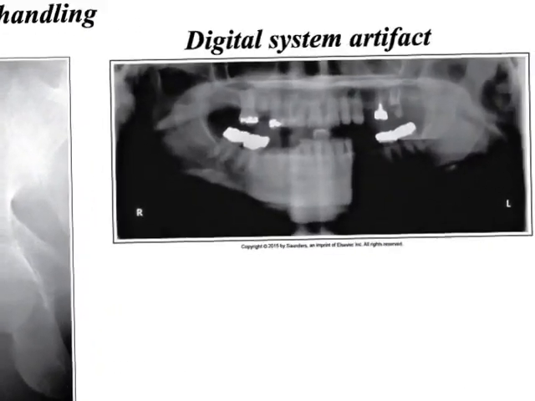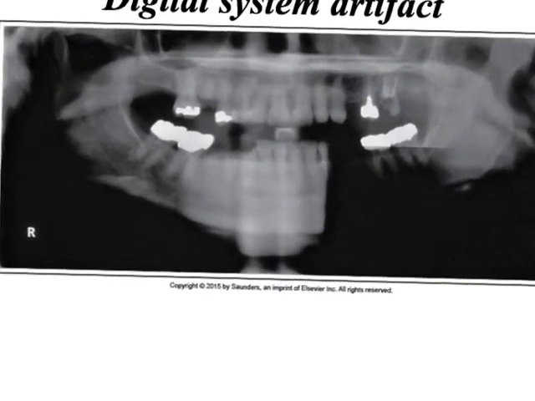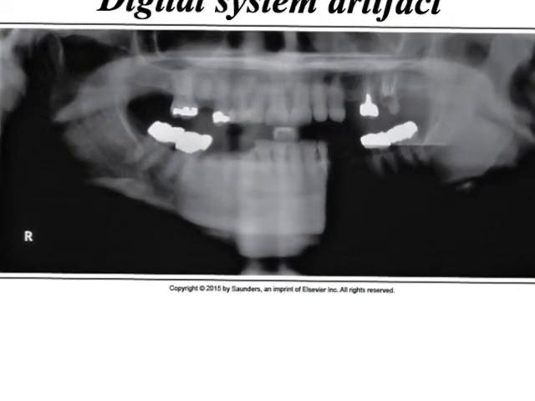This would be a digital system artifact. So this is a Panorex image of teeth, right? But we have this crazy black block here, right? This is something with the system itself. This is not anything that the tech could have controlled. The system itself needs to be recalibrated or updated. There's a ghost in the machine, basically.